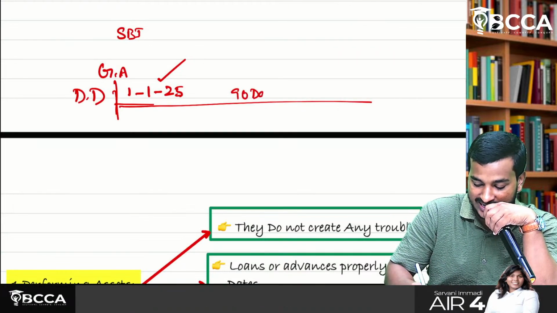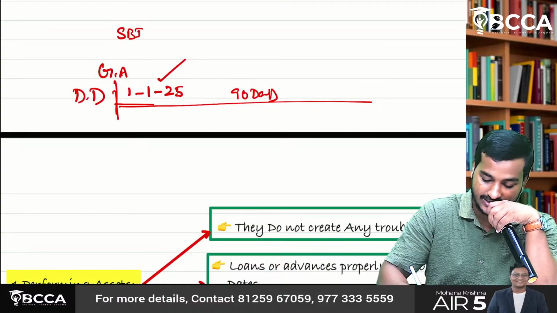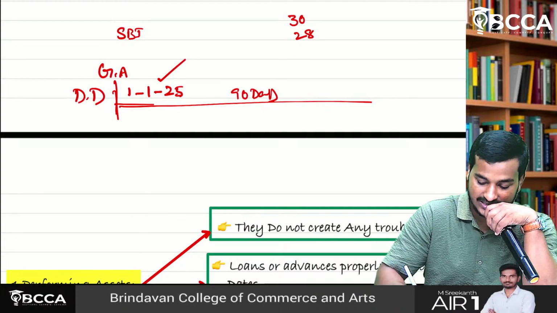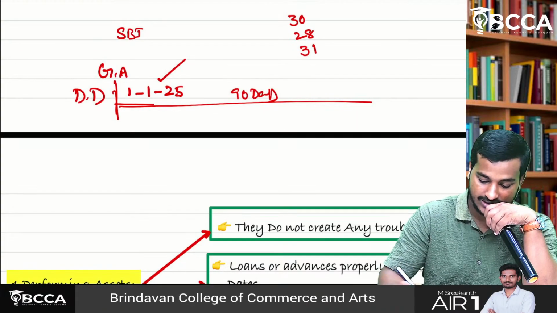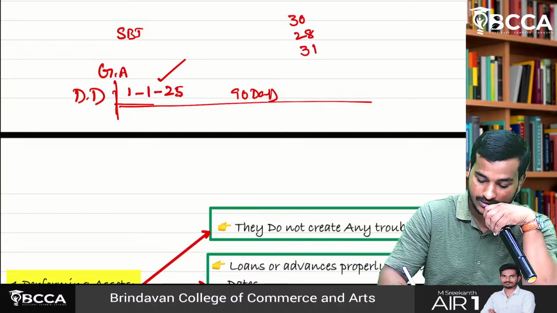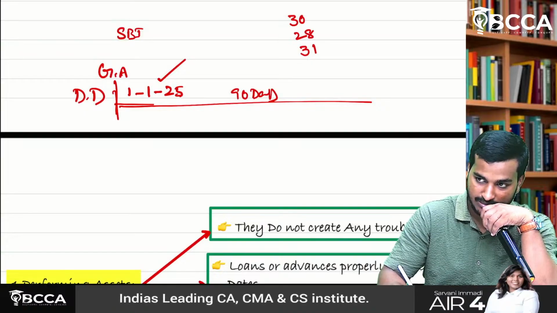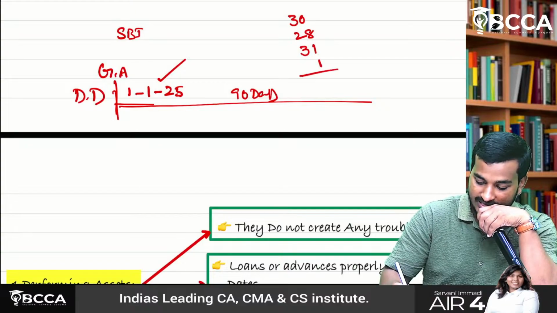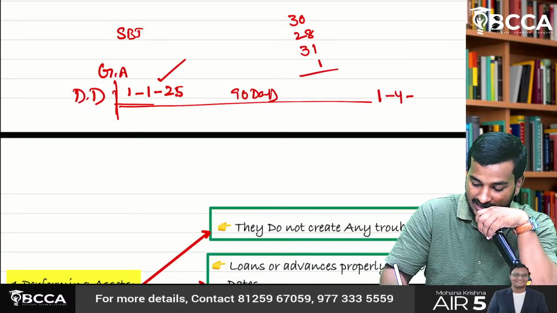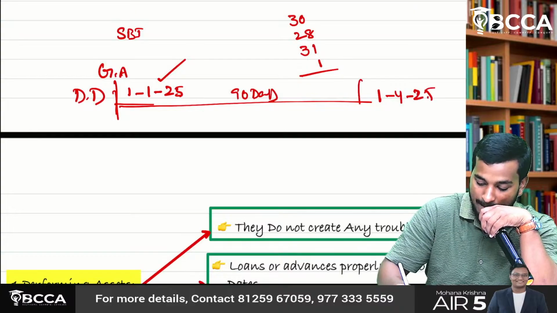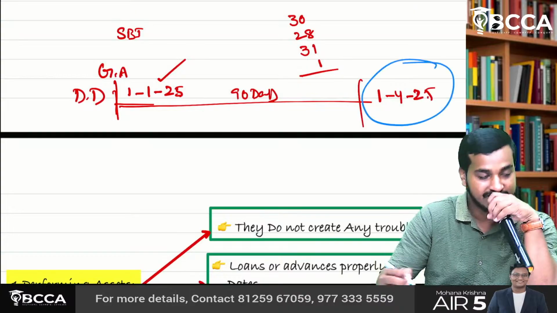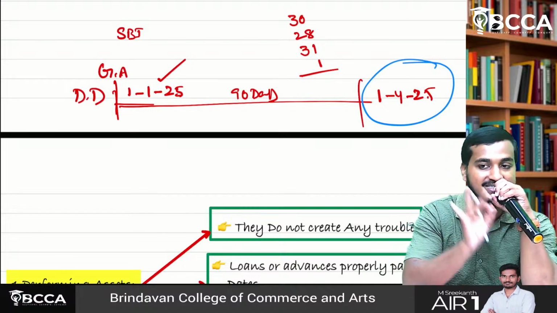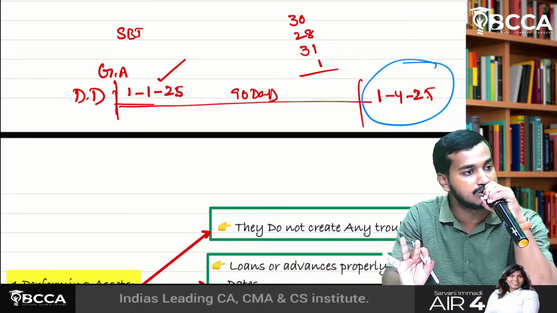Please count it. 90 days means in Jan 30 days, Feb 28, March 31. Add it. Some more days are needed. Only one. That means 1st April 2025. So up to 1st April 2025, even though there is no payment from Geetanjali, she will be called a performing asset or standard asset only.